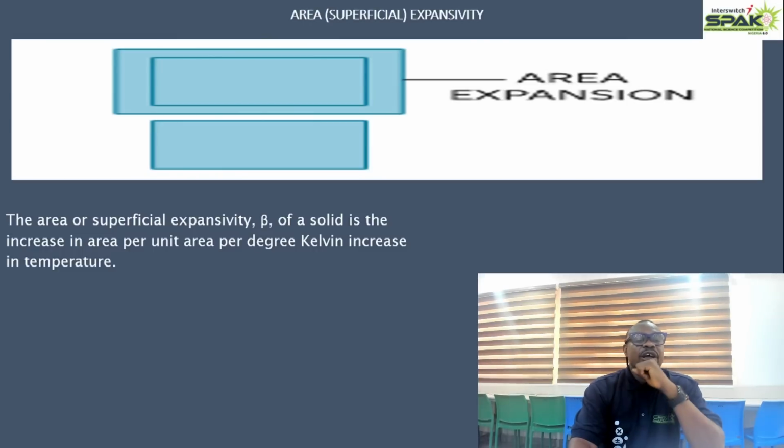The next is area expansivity. The area expansivity is represented by the symbol beta. So it is the increase in area per unit area per degree rise in temperature. It's the increase in area per unit area per degree rise in temperature. So that is your area expansivity.